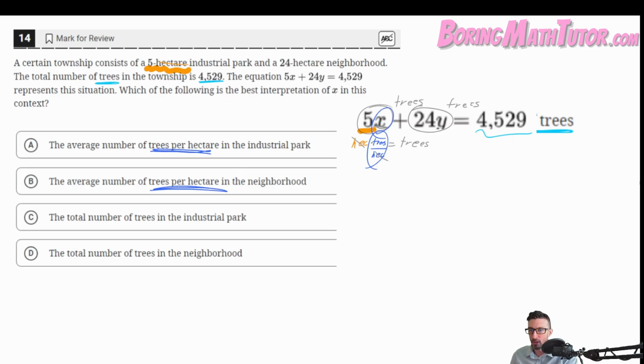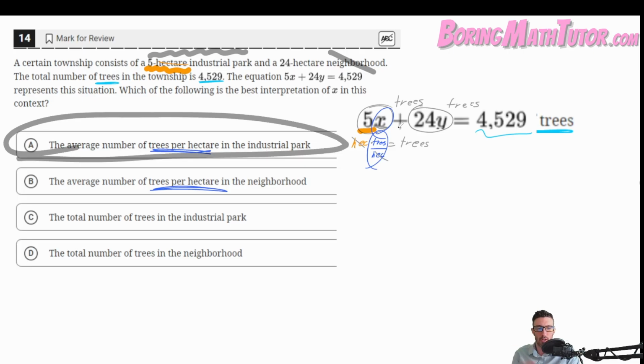Well, just a little bit of reading will tell you that the 5 was for the industrial park, not the neighborhood. So we are done with this. So analyze the units. Hectares times trees per hectare must come out to trees, which is what we know it has to come out to by looking at the right side.